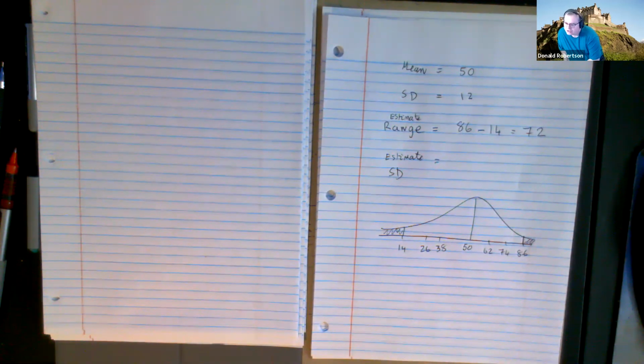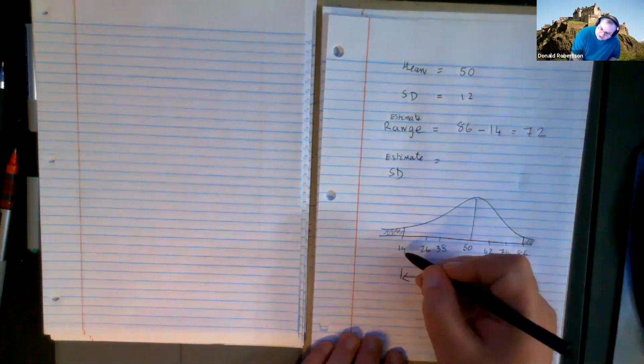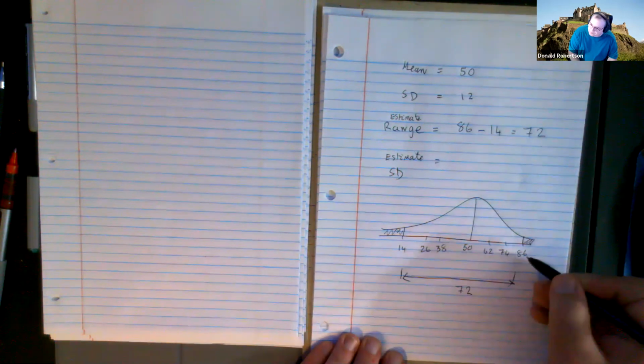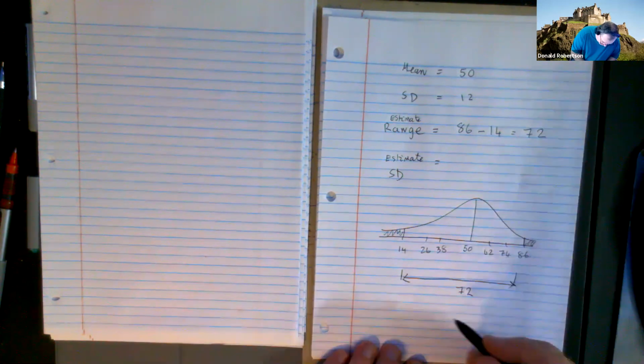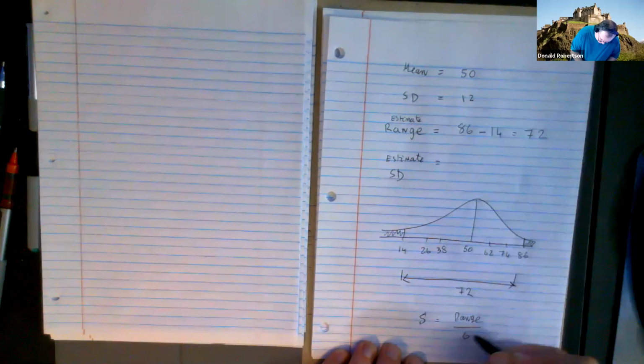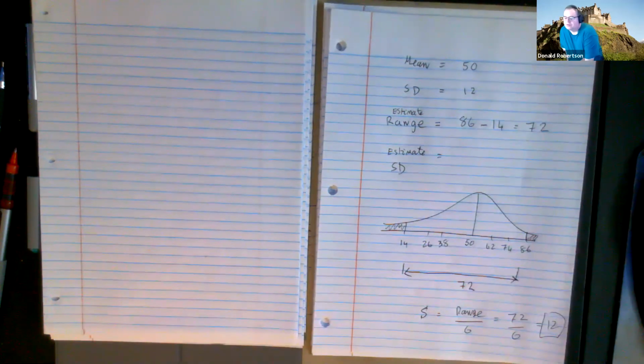Now, what about estimating the standard deviation? Well, I'm going to use there to there again, which we already know is 72. Great. Now, 1, 2, 3 standard deviations, 1, 2, 3 standard deviations. Doesn't that represent 6 standard deviations? Right? From here to here, 1, 2, 3, 4, 5, 6. So shouldn't the standard deviation just be the range divided by 6? So my estimate for the standard deviation would be 12.